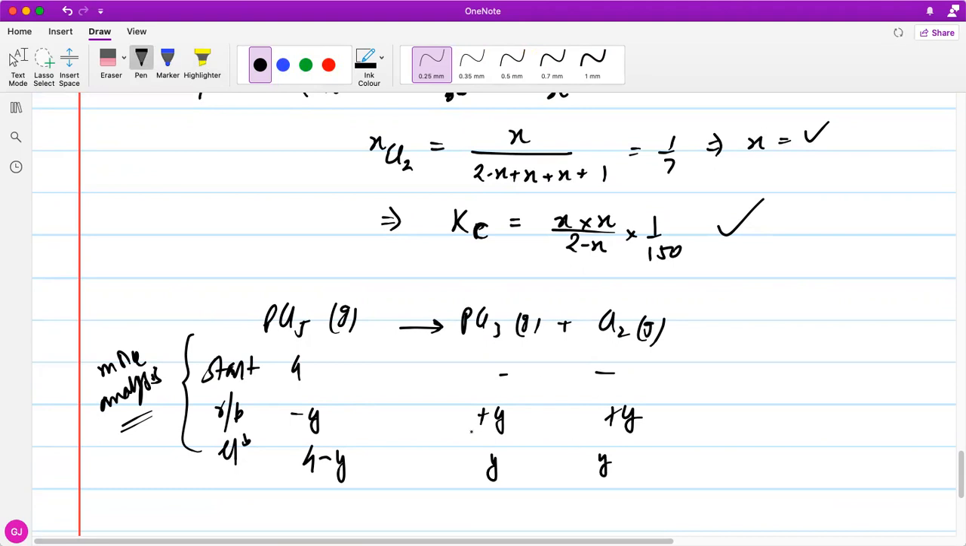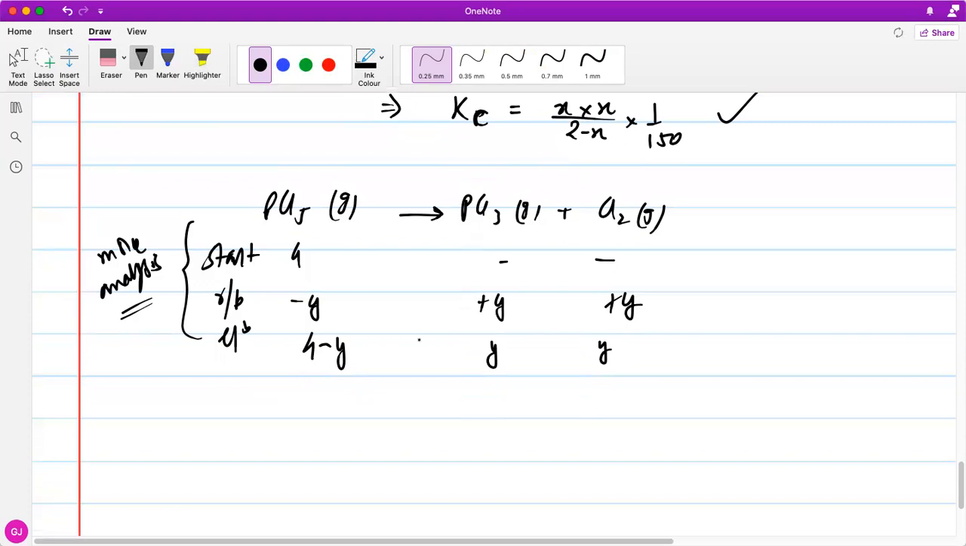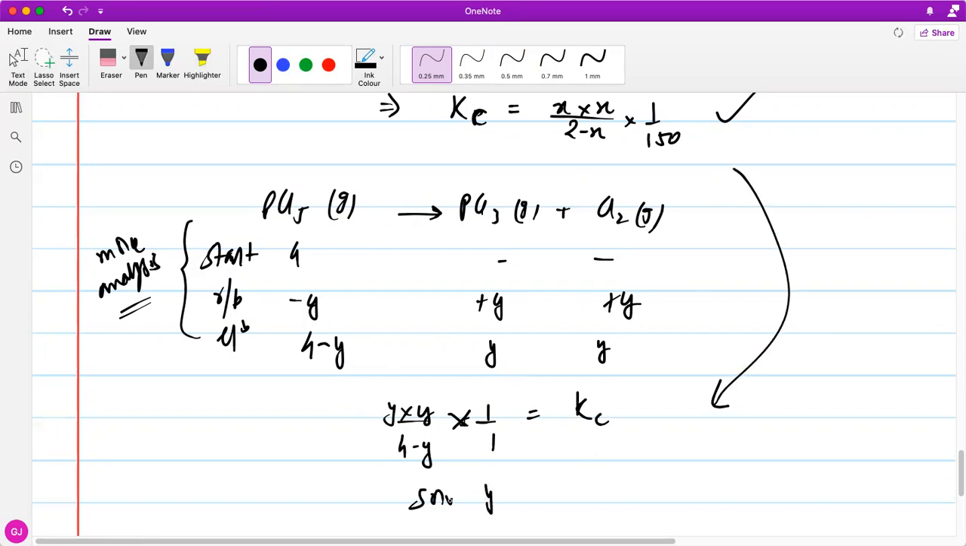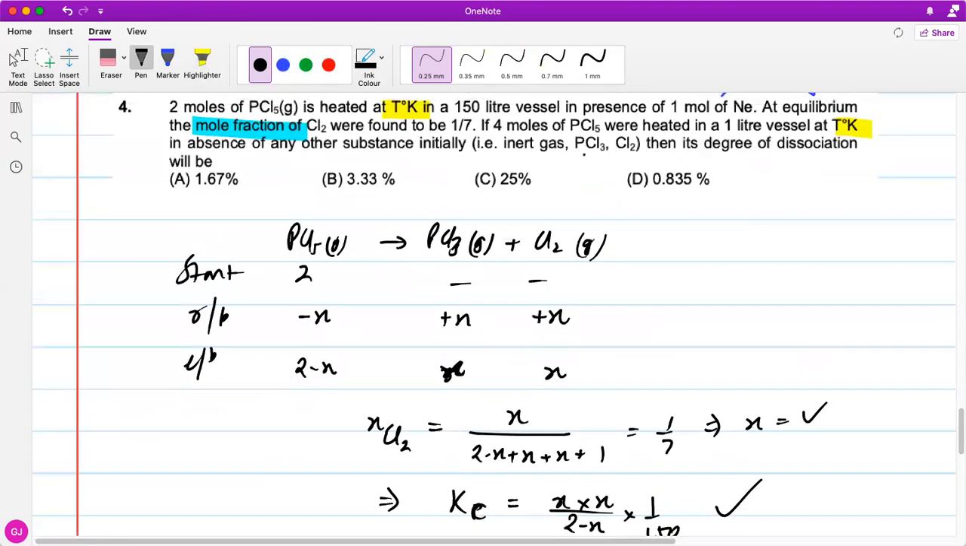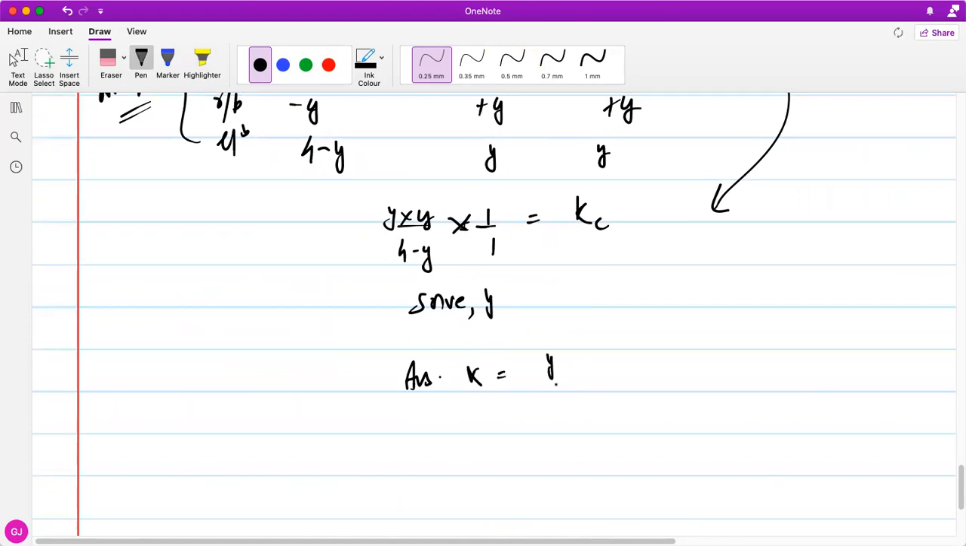So as a consequence, what is it that we end up with? We get Y into Y upon 4 minus Y, and volume is 1 liter, is equal to the Kc value that we have right there. From here, you can solve for Y, and the answer that you need to report is the degree of dissociation. Degree of dissociation, you remember the formula? Alpha, it was moles reacted upon initial moles, right? This was the definition of degree of dissociation. So here, the answer that alpha will be moles reacted Y upon initial moles, that is 4, right?